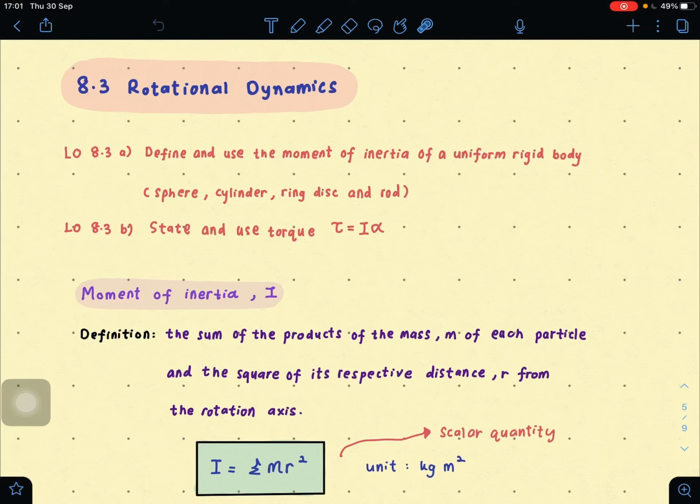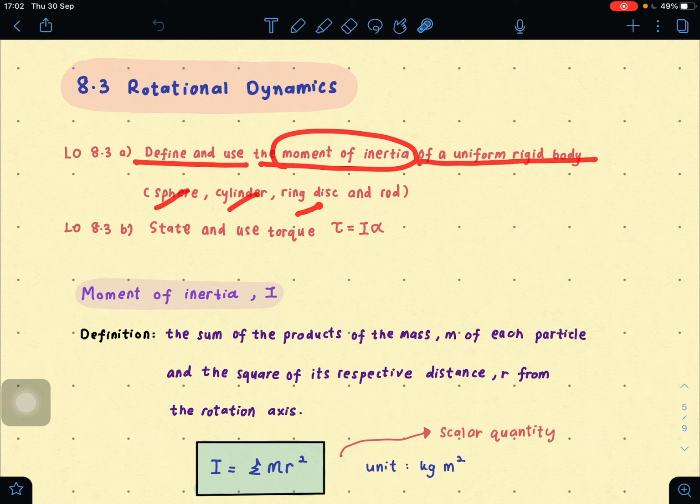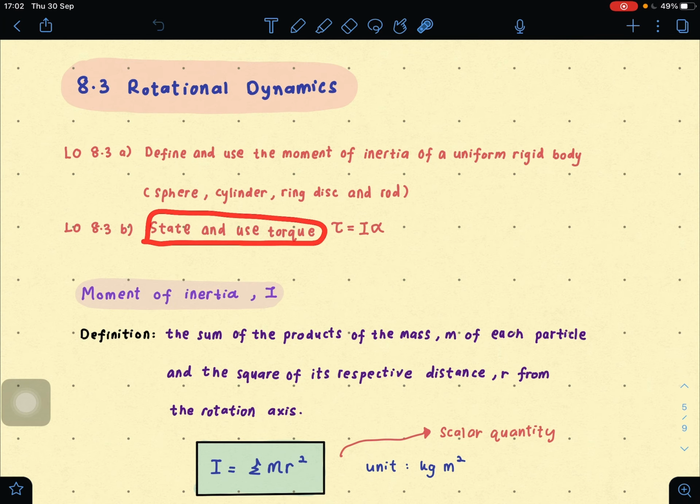Hi, Assalamualaikum. So in this video, I'm going to talk about the next subtopic at point 3, Rotational Dynamics. In this subtopic, we have two learning outcomes. First, you should be able to define and use the moment of inertia of a uniform rigid body for sphere, cylinder, ring, disc and rod. And then next one, you need to be able to state and use the torque.